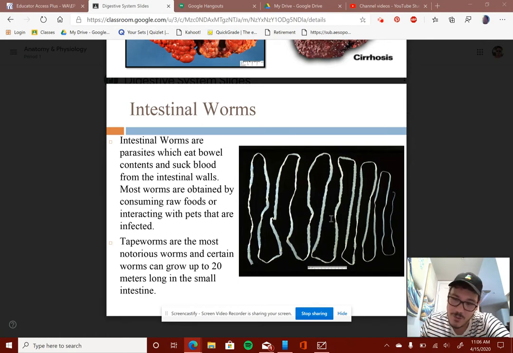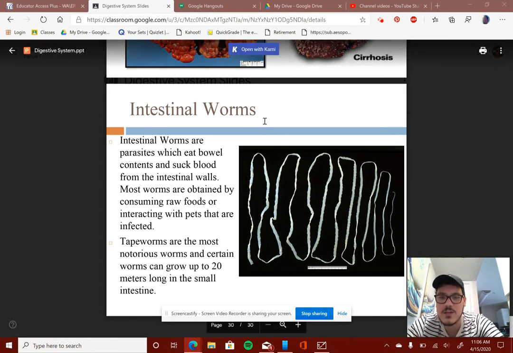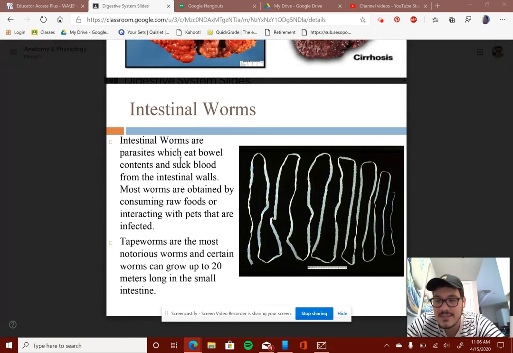A parasitic relationship, very different. A parasitic relationship is where one person or one host only gets the benefit, and the other host is just getting harmed the entire time. Worms, for the most part, especially these type of intestinal worms, are just strictly parasites. So what happens here is that they eat the bowel contents. So they actually feed off of fecal matter and suck blood from the intestinal walls. Most worms are obtained by consuming raw foods or interacting with pets that are infected.